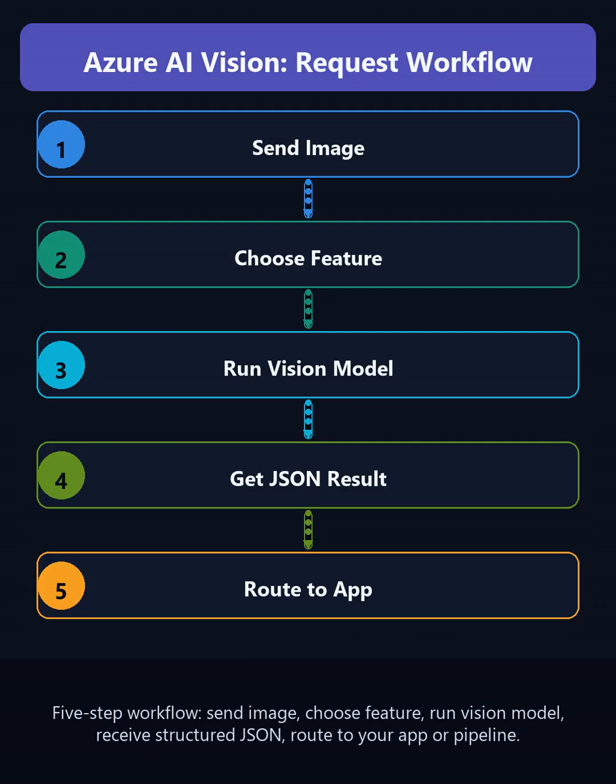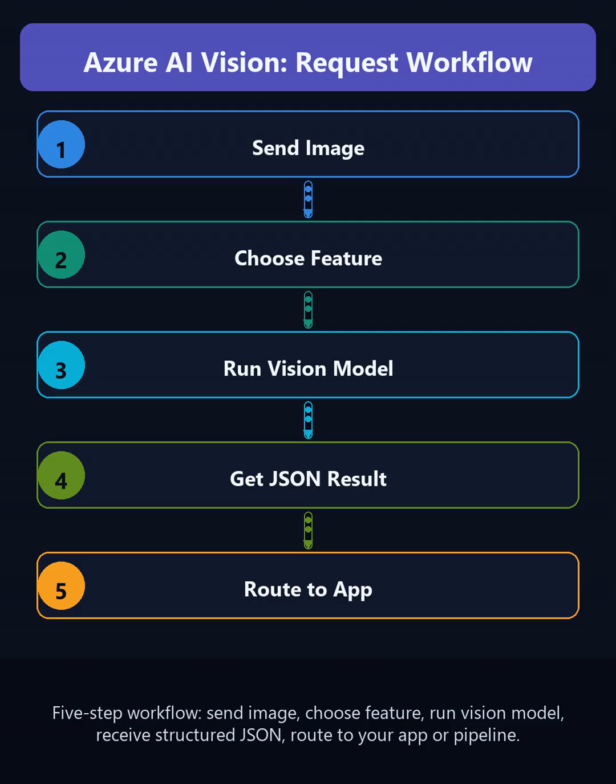The Azure AI Vision workflow runs in 5 steps. Send your image URL or raw bytes to the Vision REST endpoint. Choose your visual feature analysis, OCR, face detection, or custom model. The Vision service runs the Florence foundation model or your custom model. Receive a structured JSON response with captions, tags, bounding boxes, text lines, or confidence scores. Route the result to your application, search index, or moderation pipeline.